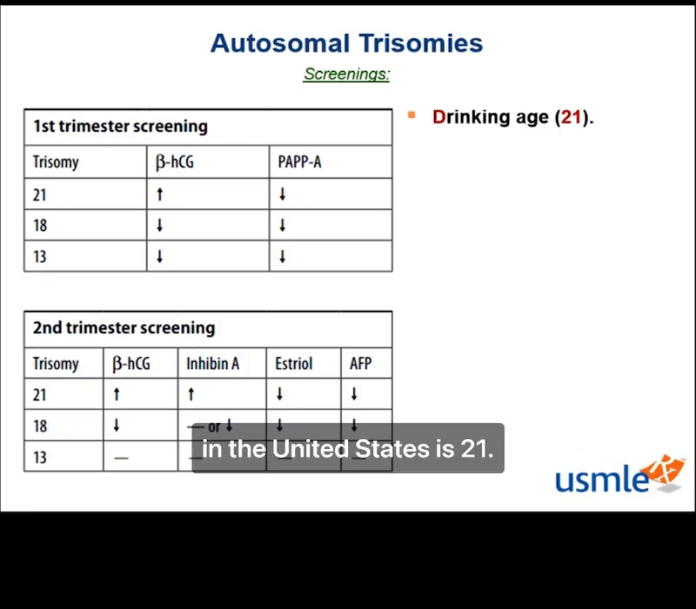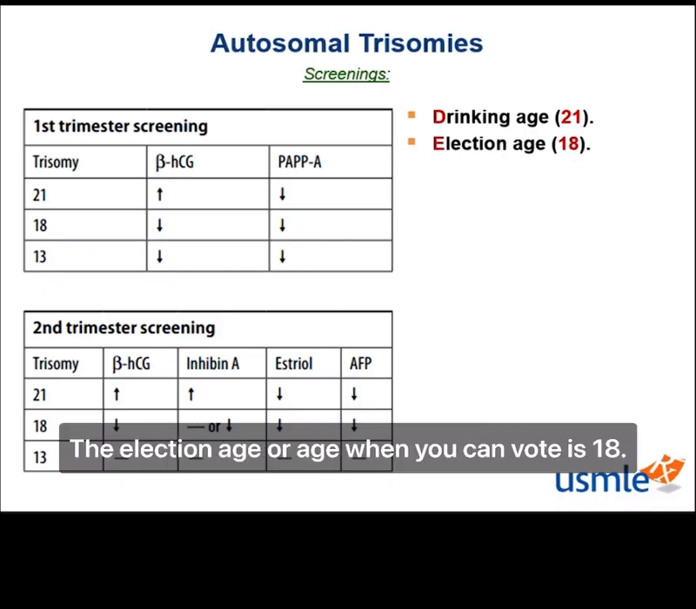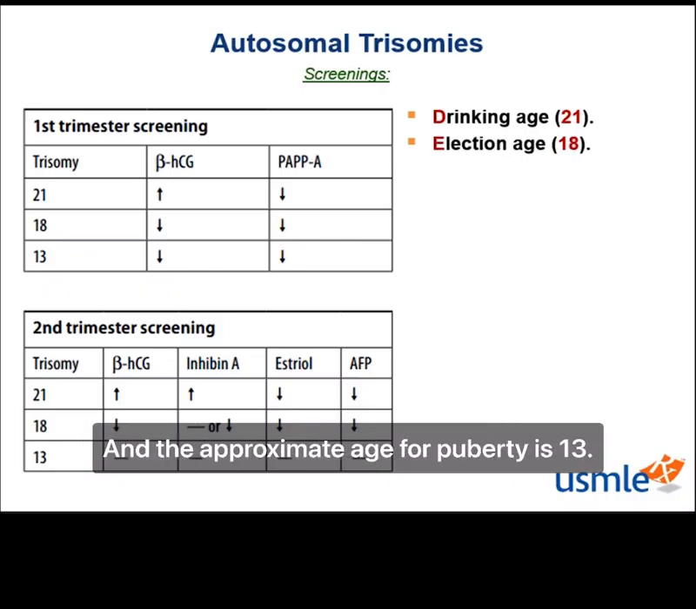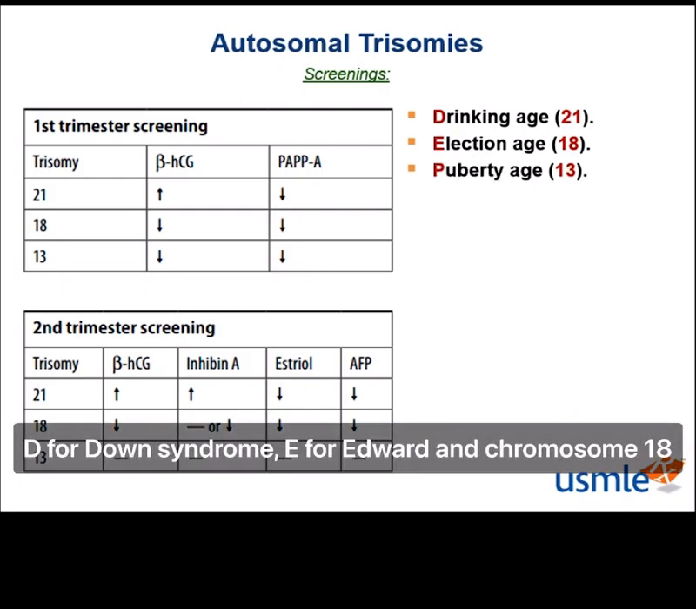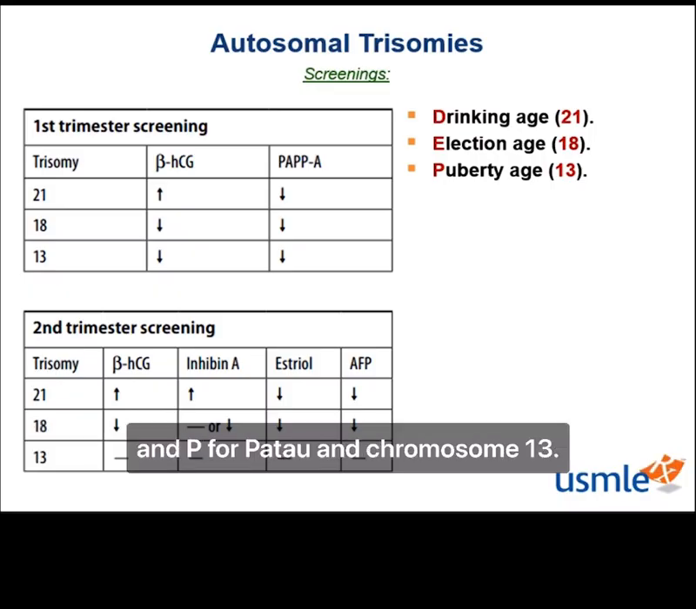I know there are a lot of arrows and numbers on here, but just remember, the legal drinking age in the United States is 21, the election age, or age when you can vote, is 18, and the approximate age for puberty is 13. D for Down syndrome, E for Edward and chromosome 18, and P for Patau and chromosome 13.